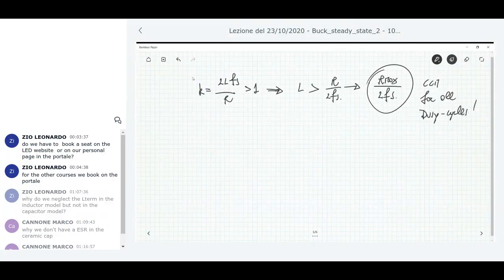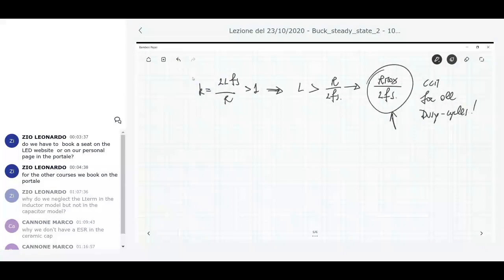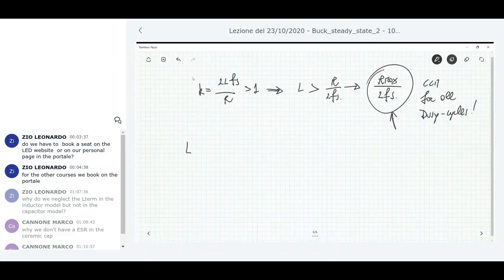There is a drawback in this discussion. Of course, if you get this result, you are pretty sure that you don't worry about the duty cycle. You are always staying in CCM for any kind of duty cycle. But remember what I said before. If I have a minimum duty cycle, my expression is something like this.